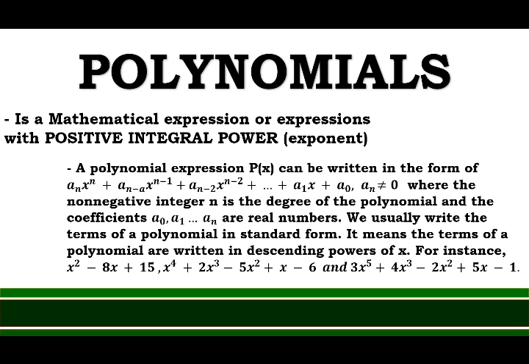We usually write the terms of a polynomial in standard form. It means the terms of a polynomial are written in descending powers of x. For example, we have x squared minus 8x plus 15, x squared plus 2x cubed minus 5x plus 6, or plus x minus 6, and 3x raised to 5 plus 4x cubed minus 2x squared plus 5x minus 1.